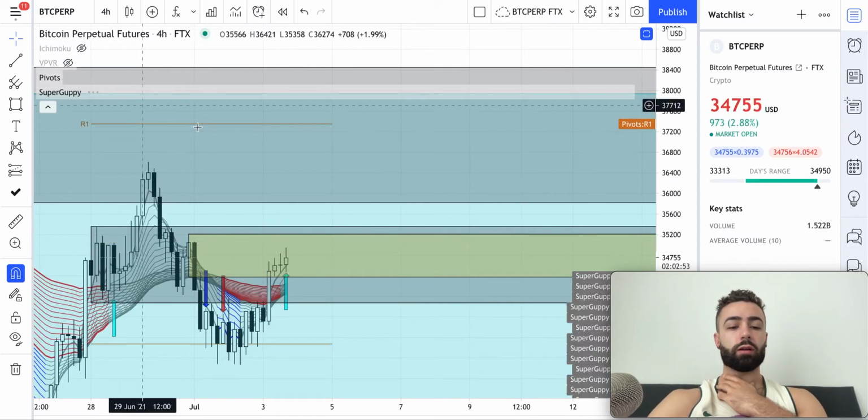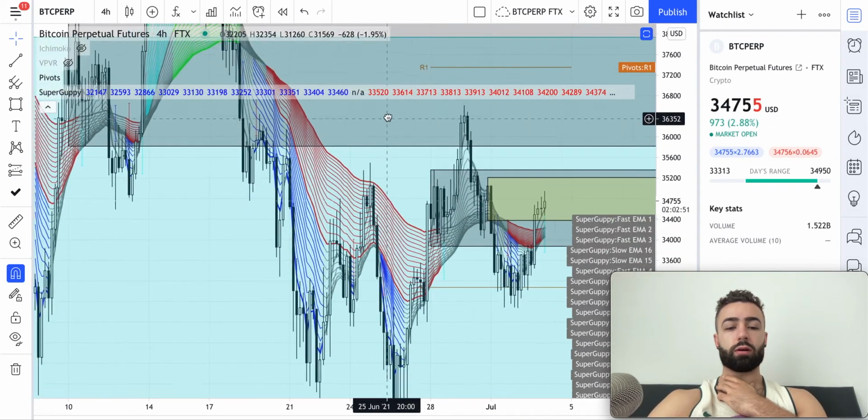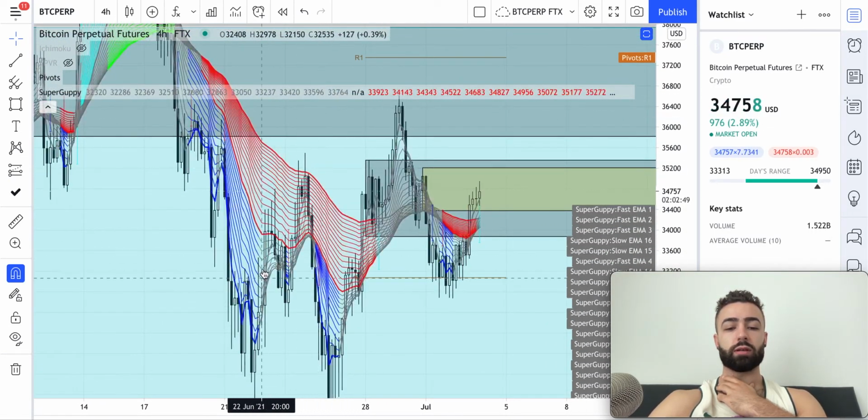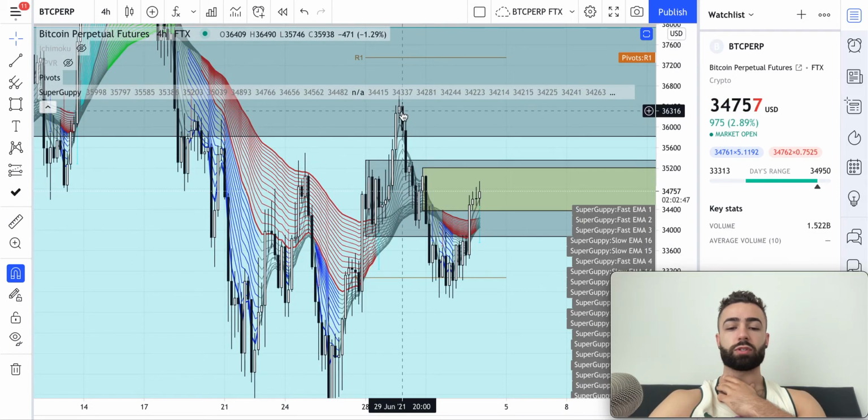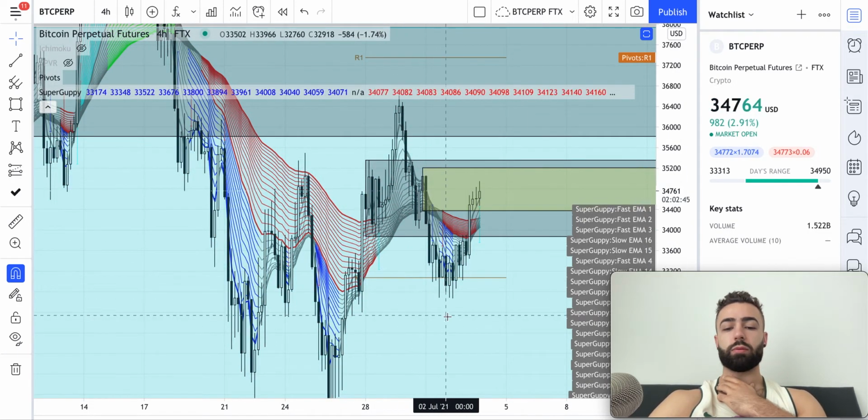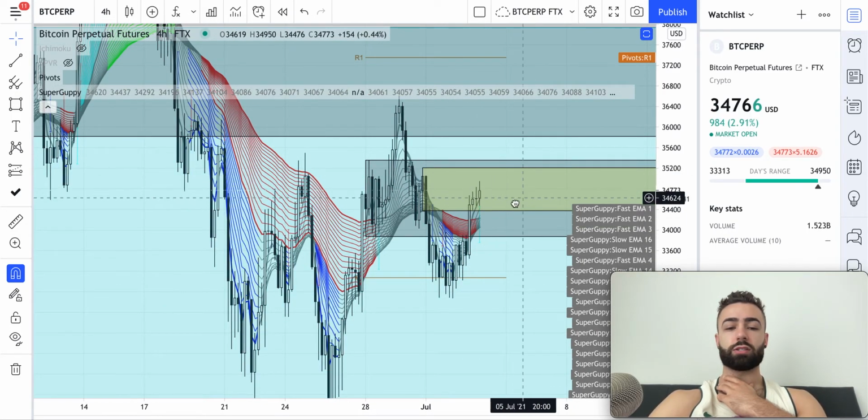Super Guppy indicator, you can see that we are kind of just flipping around with this thing. Rejected off of it here a few times, pushed above it here, support, but then we pushed back below it, turned it red again. Now we push through it again, so it's kind of just chopping around.